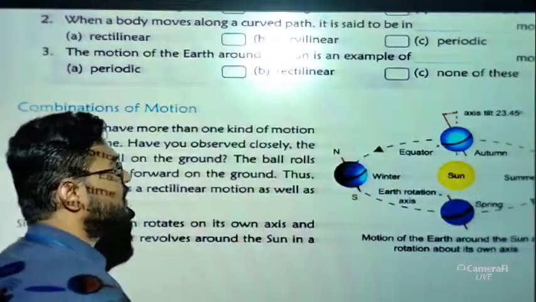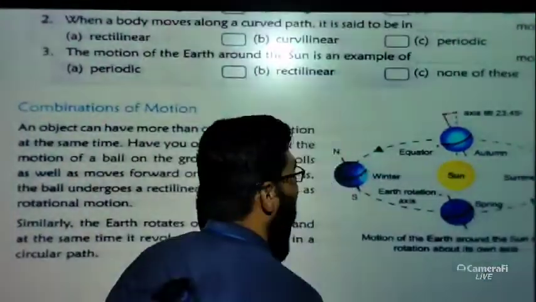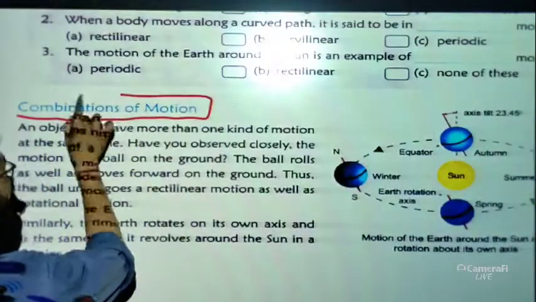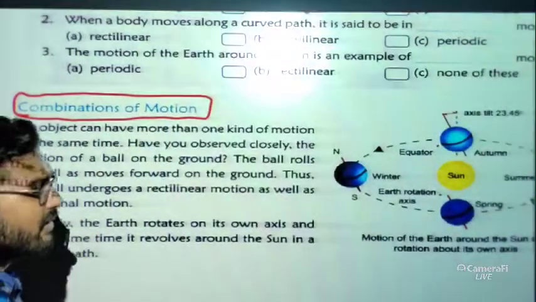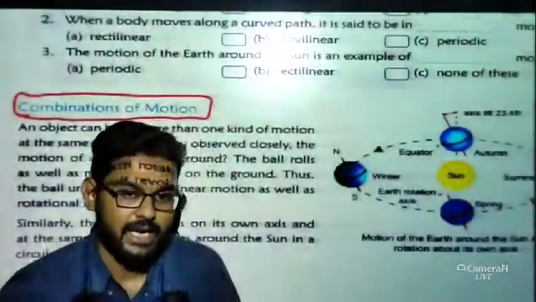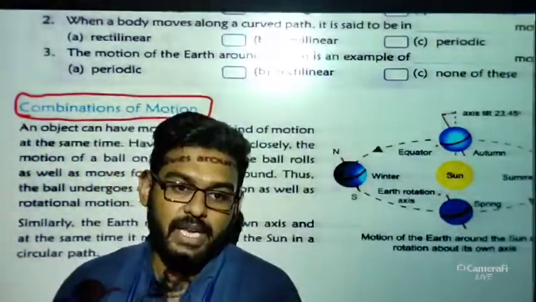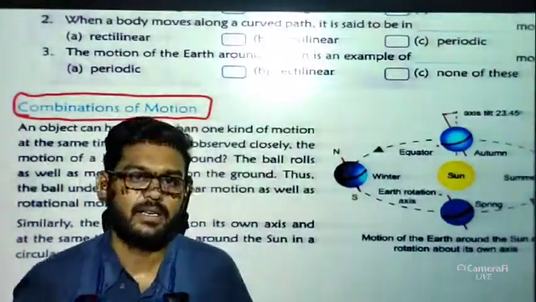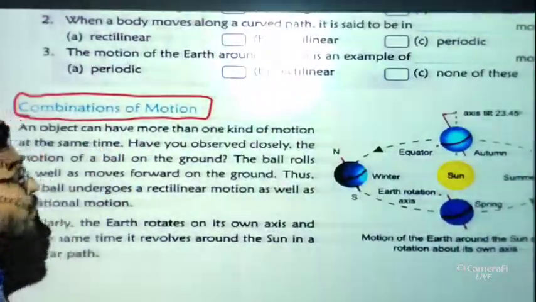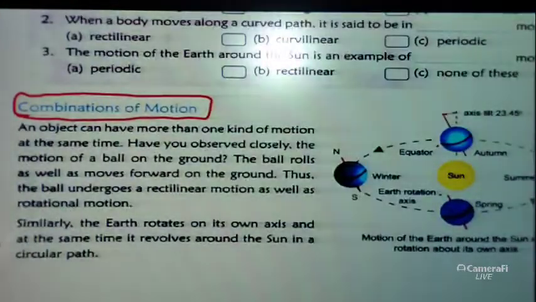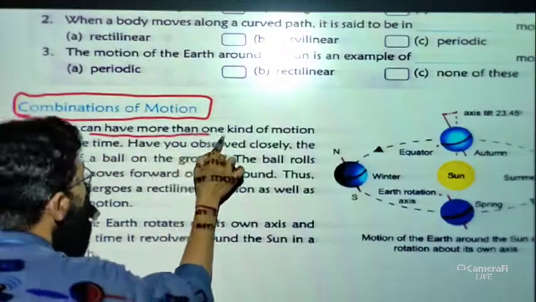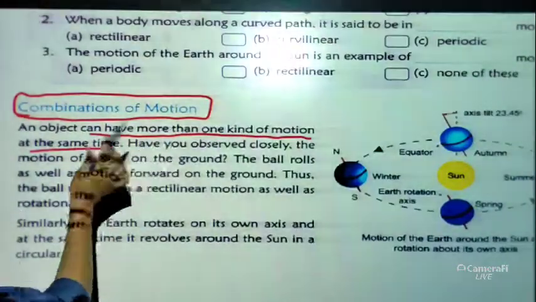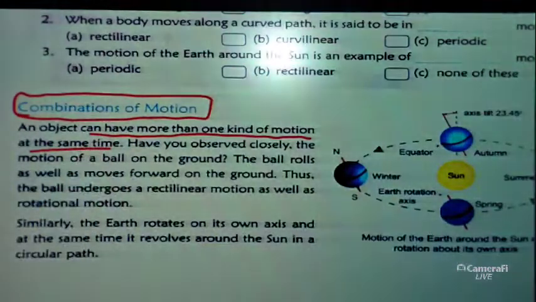Now let me discuss one very important thing. This is the last part of this chapter: combination of motions. We have discussed a motion which is circular, a motion which is straight line, and a motion which is periodic. But what will happen, students, if we combine two or three motions together? Let us discuss this: an object can have more than one kind of motion at the same time.